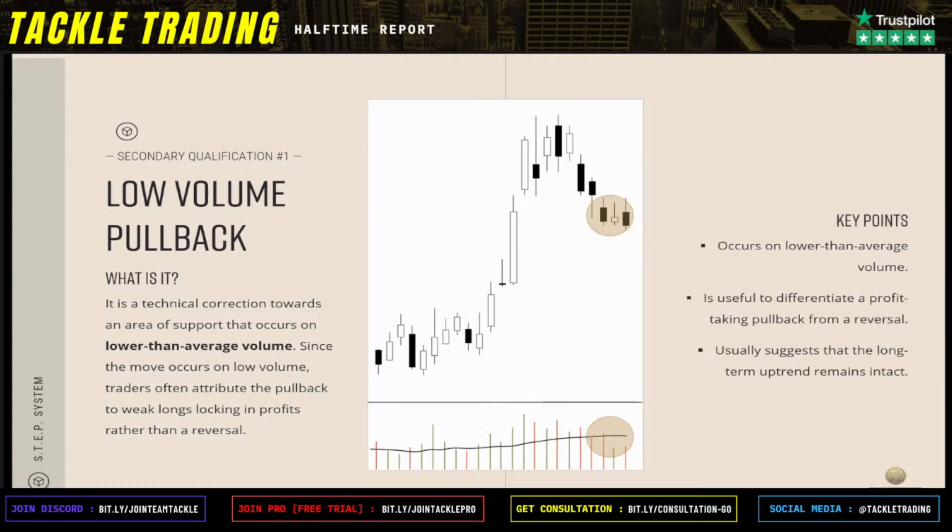Now, ladies and gentlemen, we've talked a lot about the primary qualifications. We've talked a lot about the secondary qualifications. And I truly do hope for the pro members out there that this was a little bit of review. I get it. These are Tackle Trading 101s. They're beginner level education. It's a little bit of review, but I know when I was a young trader, review certainly helped me, and I hope it did help you guys as well.